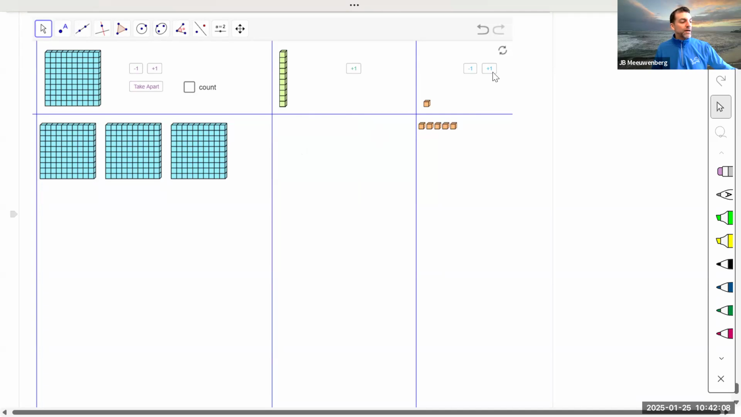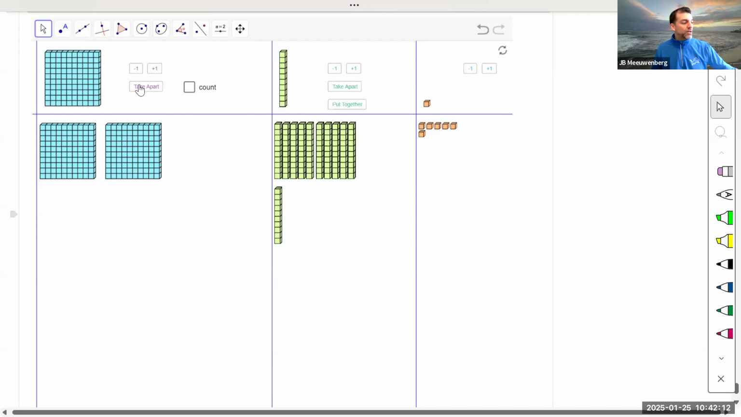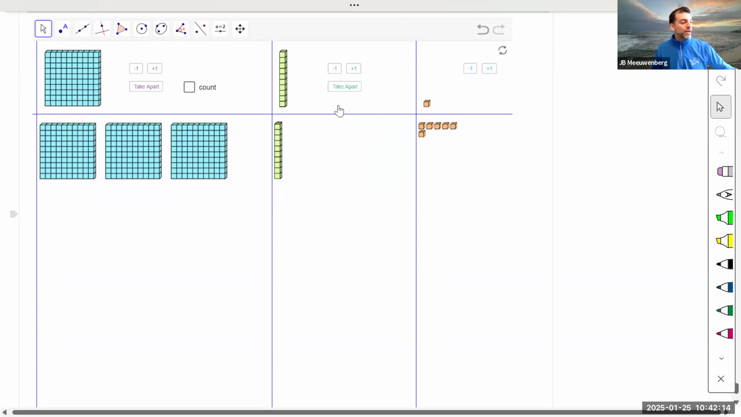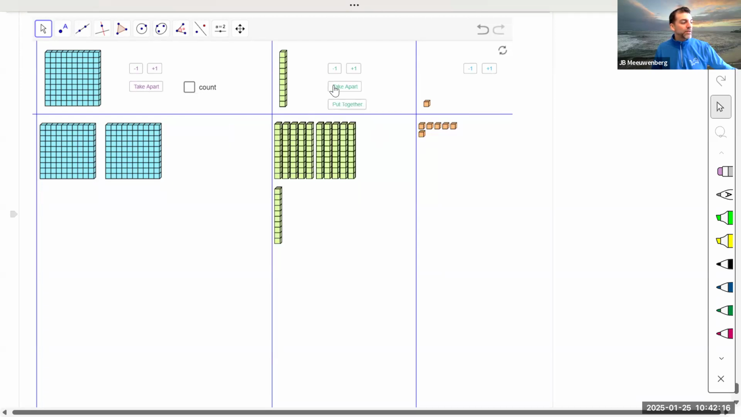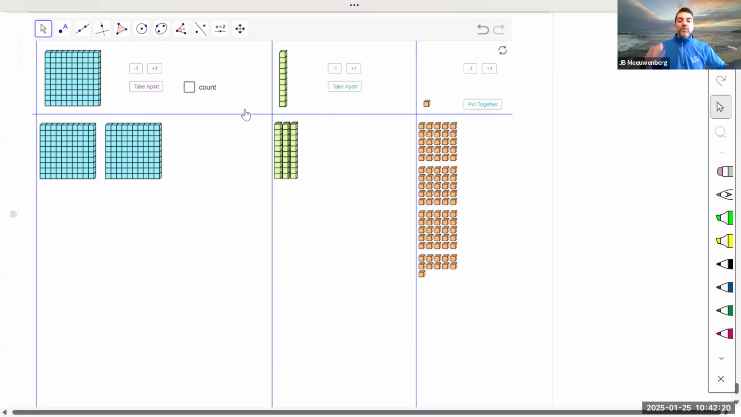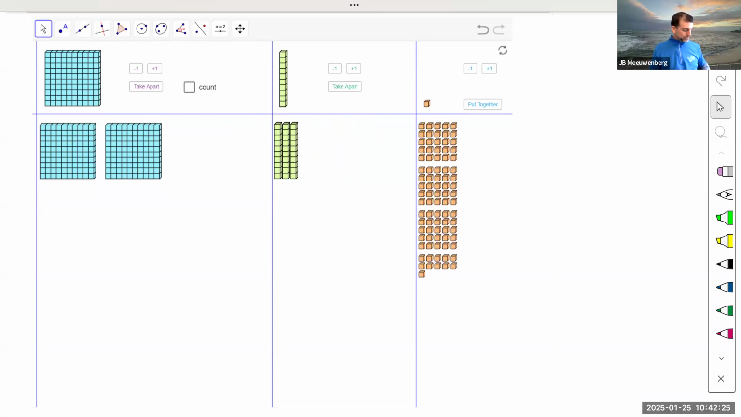We can do the same thing with the ones, right? We can put them together. We can take them apart. They shift over from one column to the next, take apart. Let's take one of these apart, right? We could take a bunch of these apart. So play around with that app as well as we go through some of these.